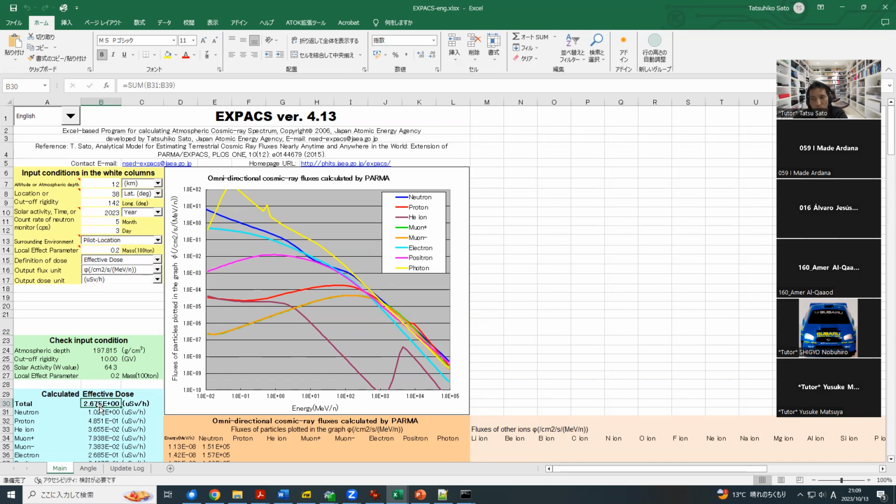But for example, if you want to consider the aircraft shielding effect by yourself, then you have to reproduce the source at a certain place on the Earth, construct the aircraft geometry by yourself, run Fitts and estimate the dose inside the aircraft. That's what you need to do. So it depends on the purpose. You can use either XPACS or Fitts itself for calculating the dose of aircrews.